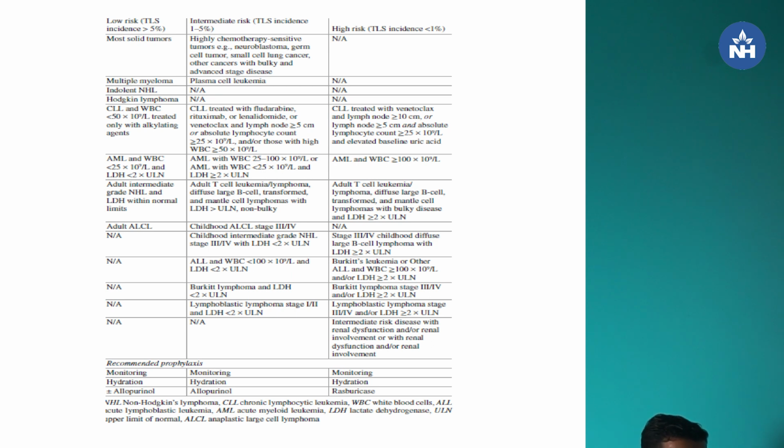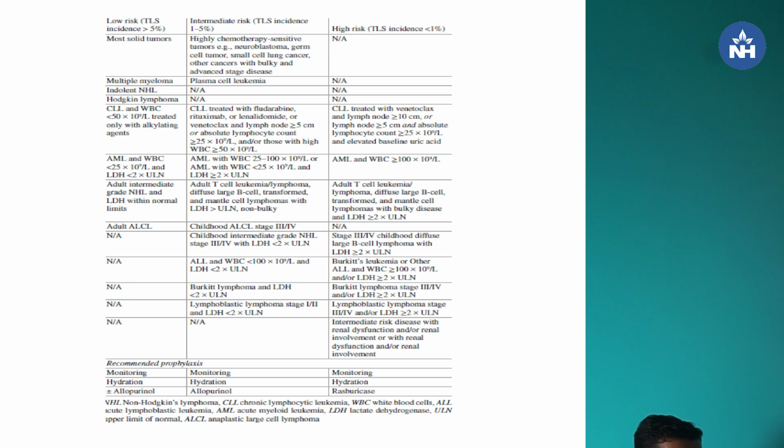Low risk of TLS, intermediate risk of TLS, high risk. Low risk has incidence of more than 5%, most solid tumors. Intermediate risk is highly chemotherapy sensitive tumors, example neuroblastoma, germ cell tumor, small cell lung cancer, other cancers with bulky and advanced disease. Low risk TLS is there in multiple myeloma, intermediate risk is in plasma cell leukemia. Low risk is also there in indolent non-Hodgkin lymphoma, Hodgkin lymphoma.